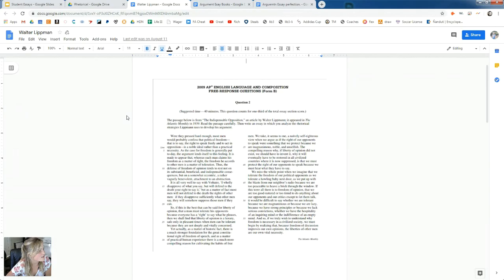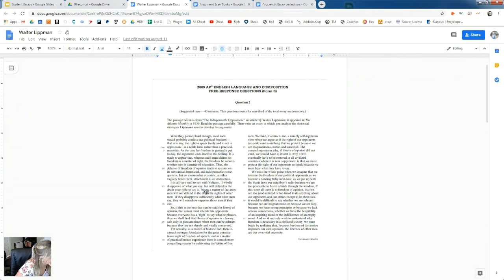As the case for freedom is generally put today, the argument lends itself to this feeling. It is made to appear that, whereas each man claims his freedom as a matter of right, the freedom he accords to the other men is a matter of toleration. Thus, the defense of freedom of opinion tends to rest not on its substantial, beneficial, and indispensable consequences, but on somewhat eccentric or rather vaguely benevolent attachment to an abstraction.